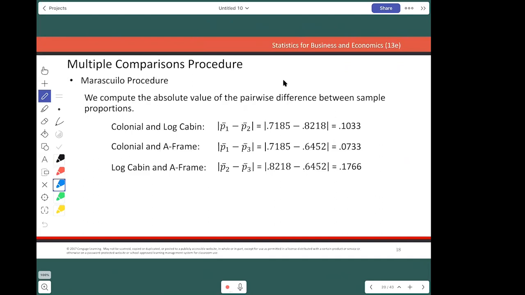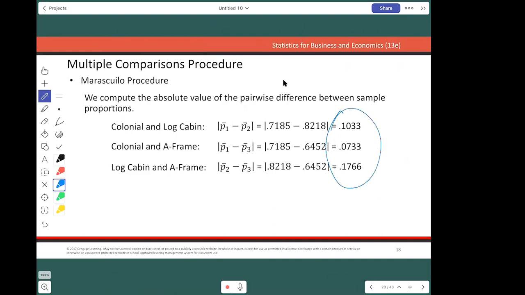If we had four populations, we'd have to do 1 and 2, 1 and 3, 1 and 4, 2 and 3, 2 and 4, and then 3 and 4. So we'd have to do all pairwise comparisons. Calculate the sample proportions, and then find the absolute difference. So that's what we have here. That's the absolute difference between them.